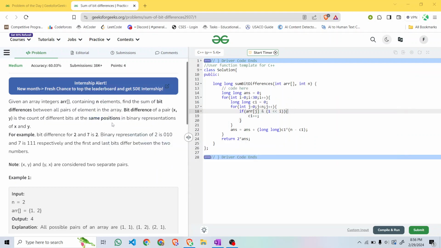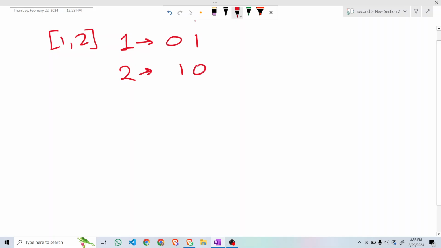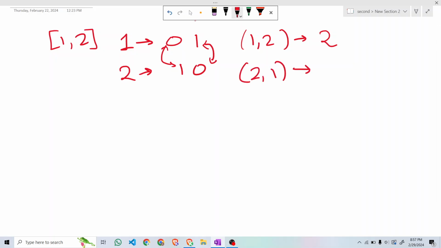So let's look at one example. Suppose our array was 1 and 2. The bitwise representation of 1 is 0, 1, and for 2 it is 1, 0. If we look at the pair 1, 2, in this position the bits are different, and also in this position the bits are different. So the count would be 2. Similarly for 2, 1 the count would remain 2, and the answer is 2 plus 2, 4. So the answer for this array would be 4, right?